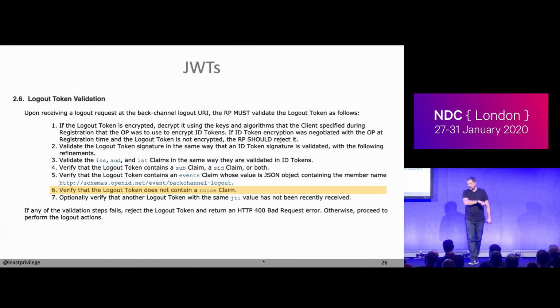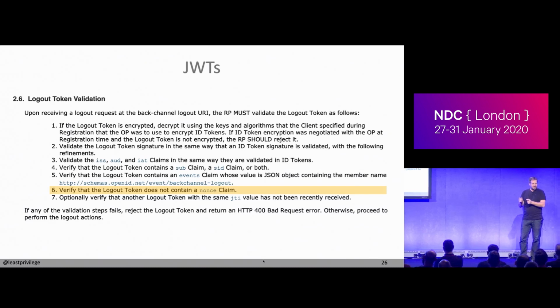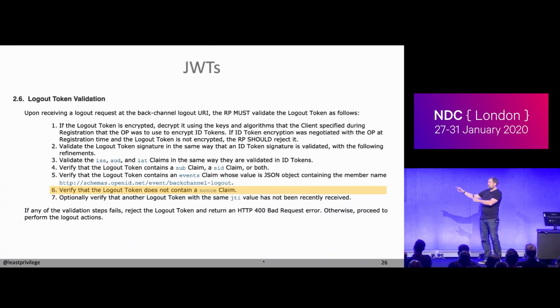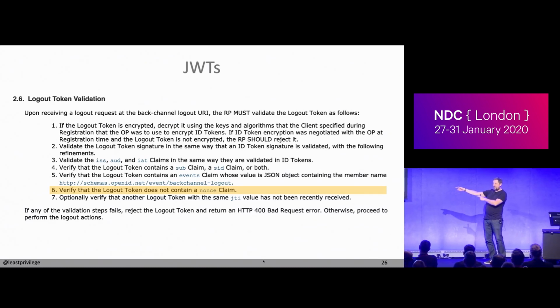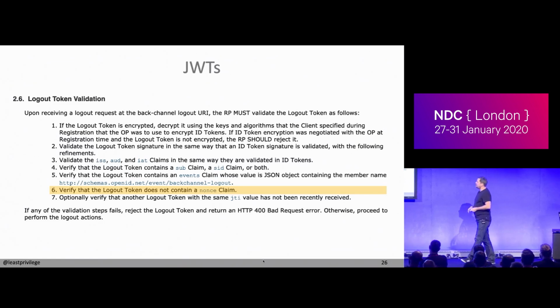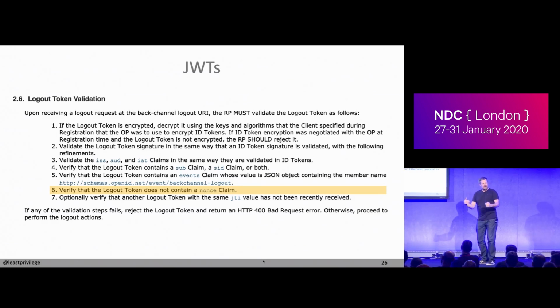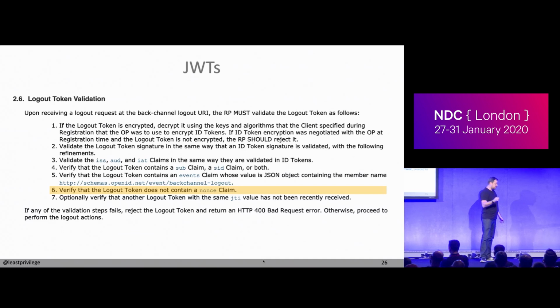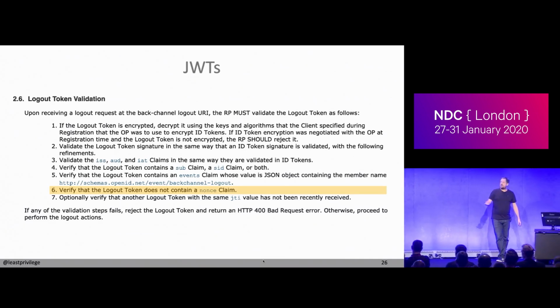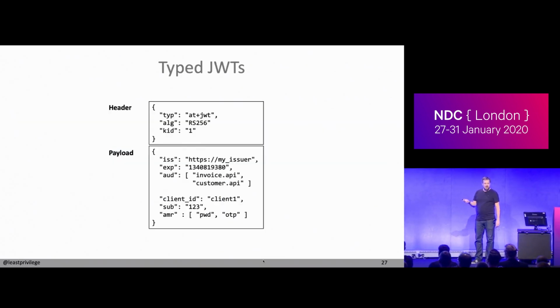That's weird, right? The reason they have that in there is because if that token contained a nonce claim, it would be indistinguishable from an identity token. So somebody could send an identity token to the logout endpoint and do a logout even if he doesn't have a logout token. The problem is that they all look pretty much the same. So if you're using JSON Web Tokens, then you should start using what they call typed JSON Web Tokens.